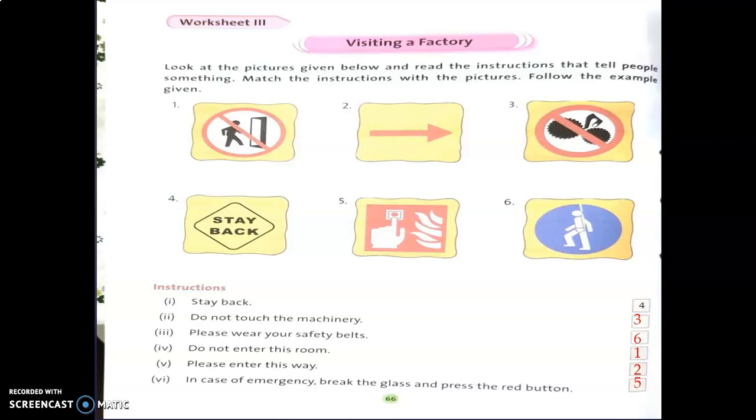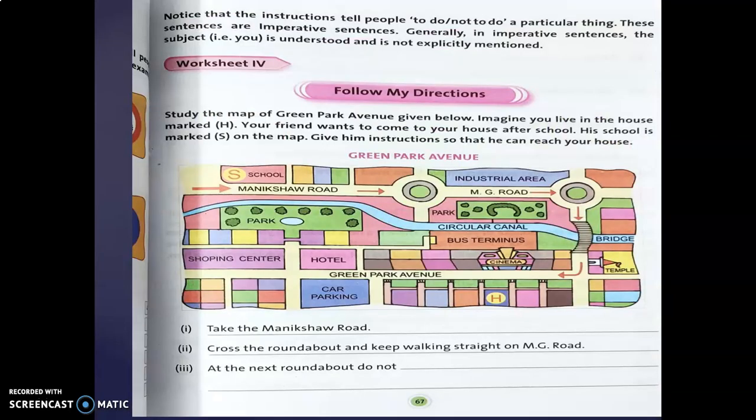So we have to follow the rules when we are going to the factory. We have to read all these signs. We should be able to read all these signs. Now come to worksheet 4. Notice that the instructions tell people to do, or not to do, a particular thing. These sentences are imperative sentences. Generally, in imperative sentences, the subject you is understood, that is, not explicitly mentioned.